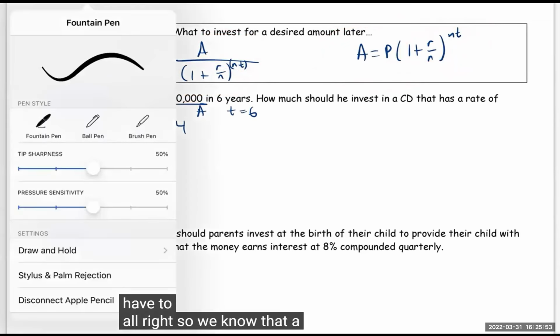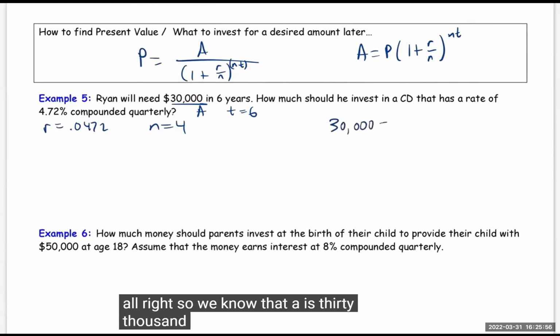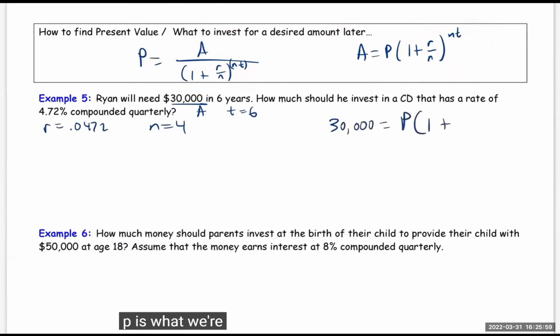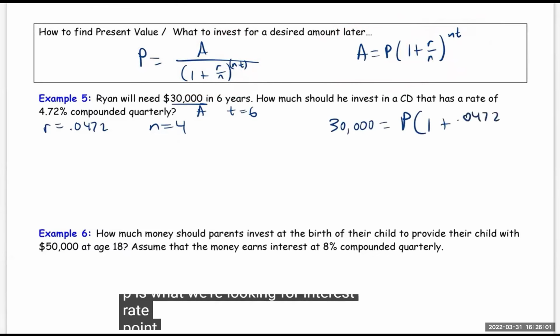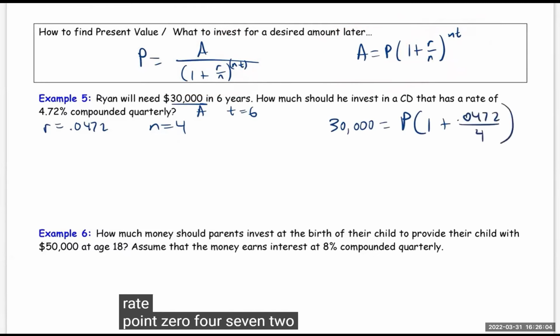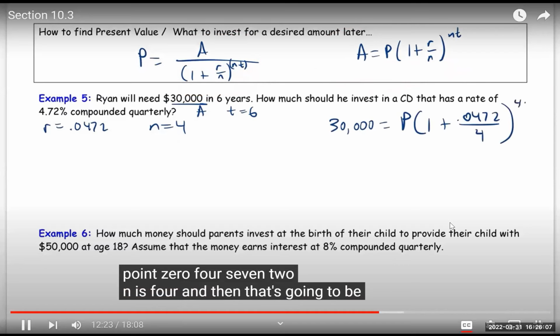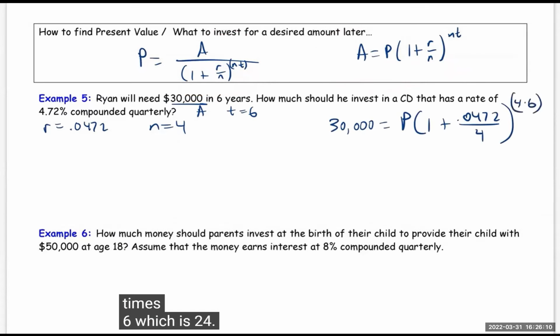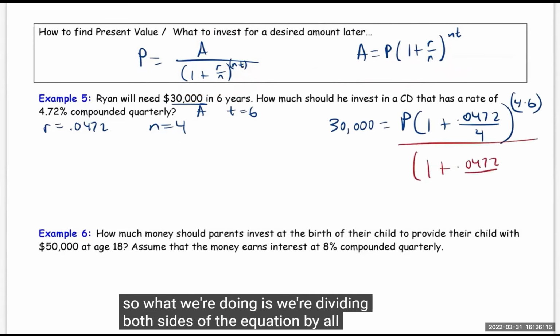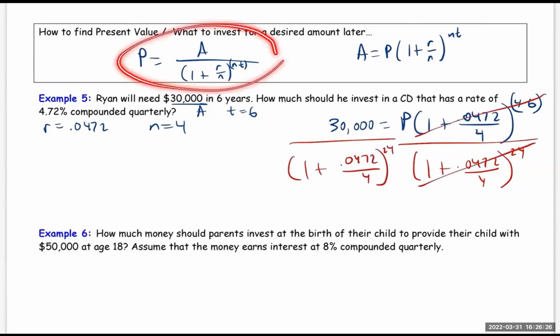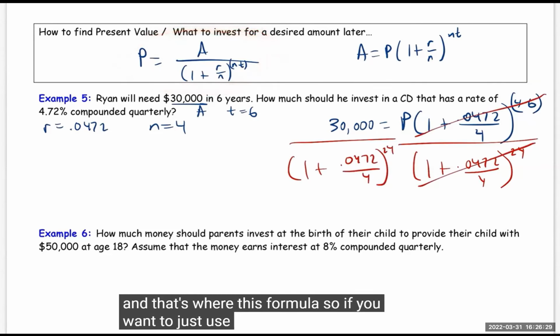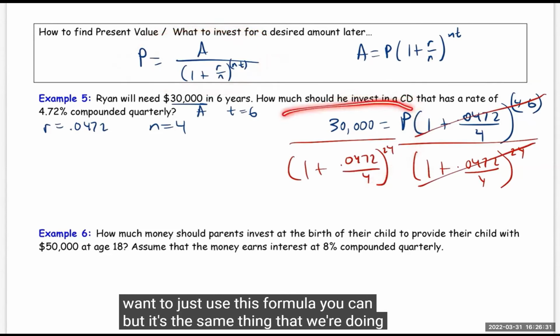All right, so we know that A is 30,000. P is what we're looking for. Interest rate, 0.0472. N is 4. And then that's going to be 4 times 6, which is 24. So what we're doing is we're dividing both sides of the equation by all this. And that's where this formula comes from, so if you want to just use this formula, you can, but it's the same thing that we're doing over here.